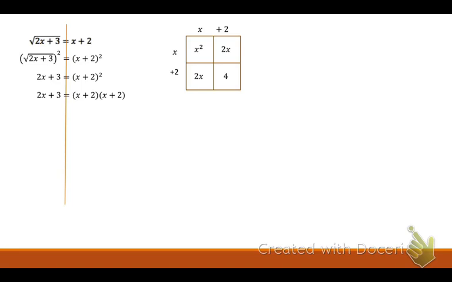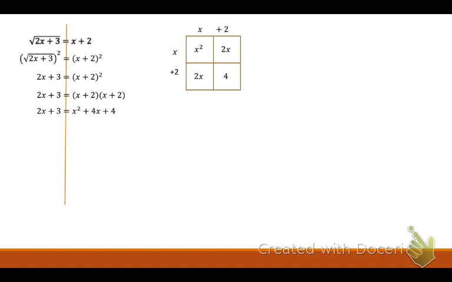Now, x plus 2 squared is really x plus 2 times x plus 2, because that squared means that there is 2 x plus 2's. And then I'm going to use the box to multiply that out. So I have x plus 2 and x plus 2. X times x is x squared. 2 times x is 2x. X times 2 is 2x. 2 times 2 is 4. You combine like terms, and you end up with x squared plus 4x plus 4.